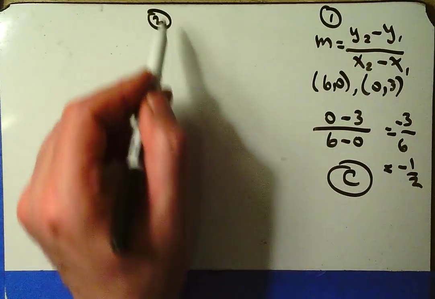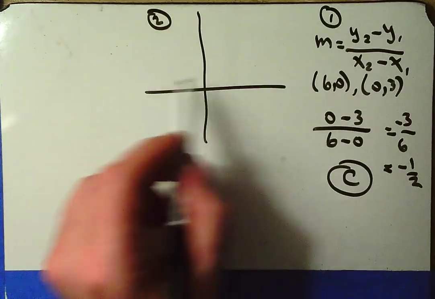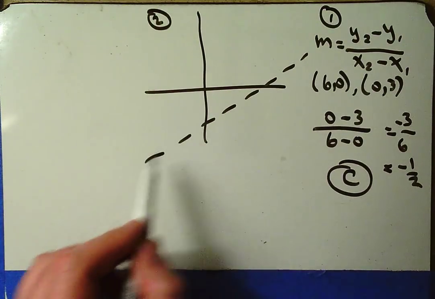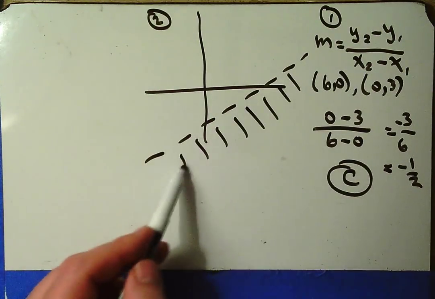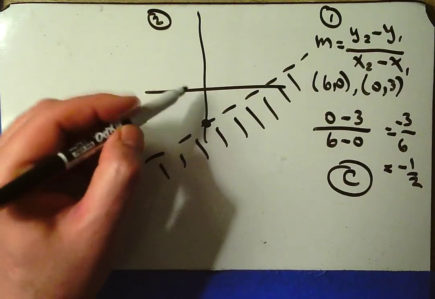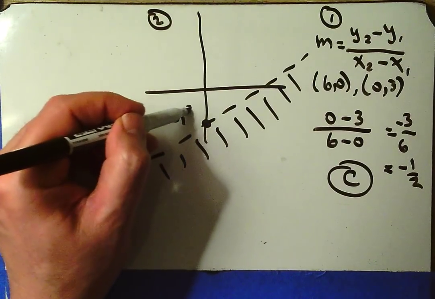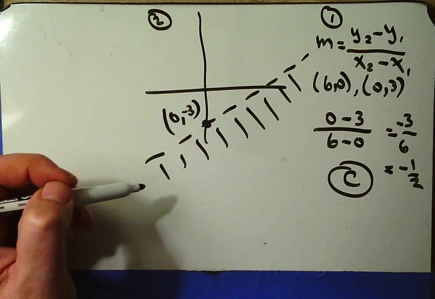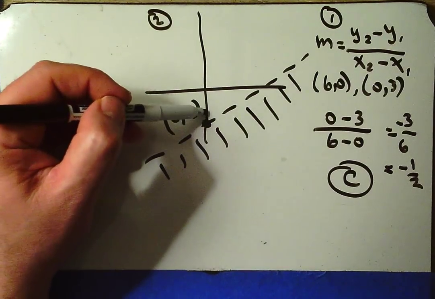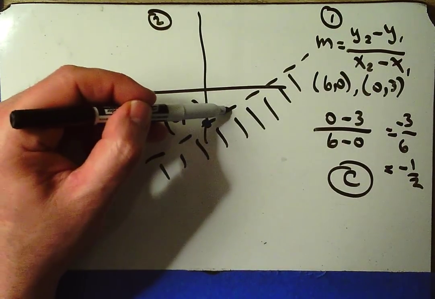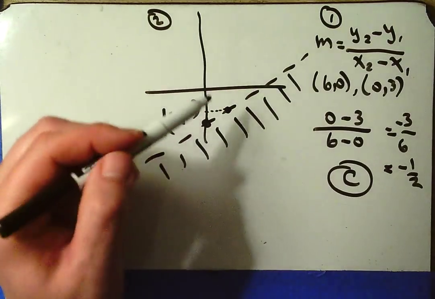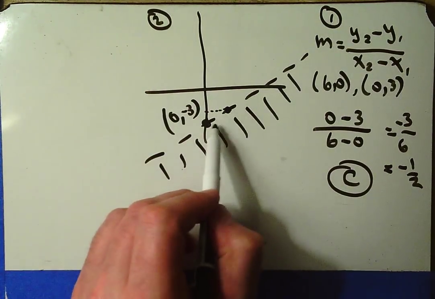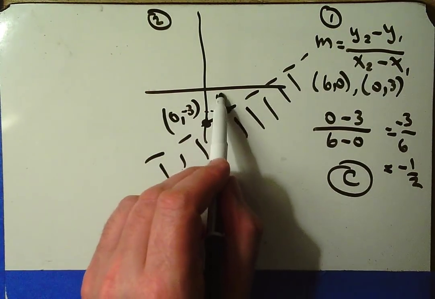Number 2. So when I looked at this question, I started by saying, well, this is the point 0, negative 3. And then I counted the slope off the graph, and I noticed that I went up 1 and over 4.